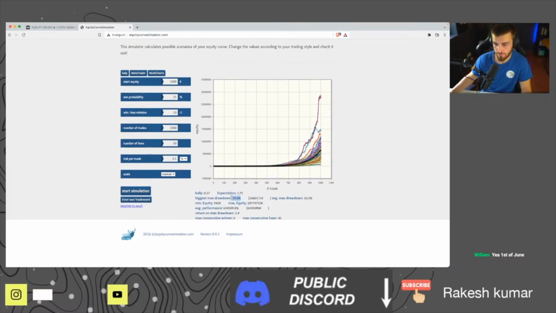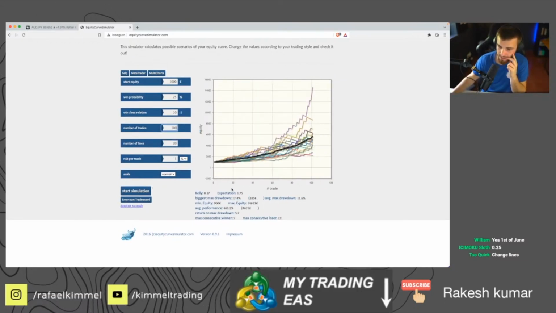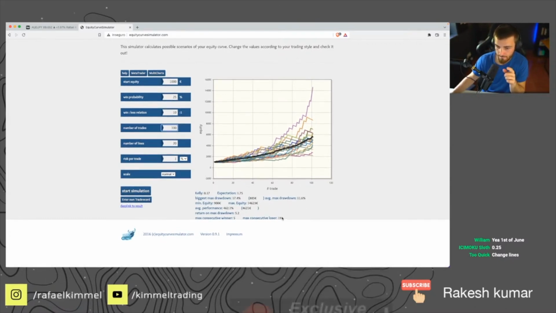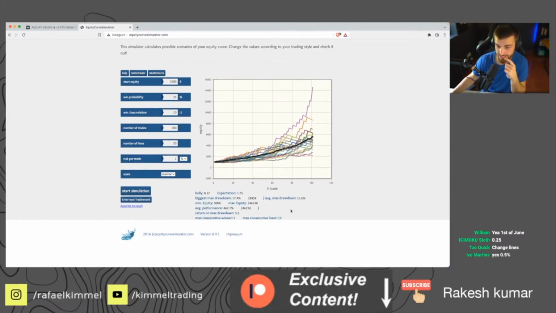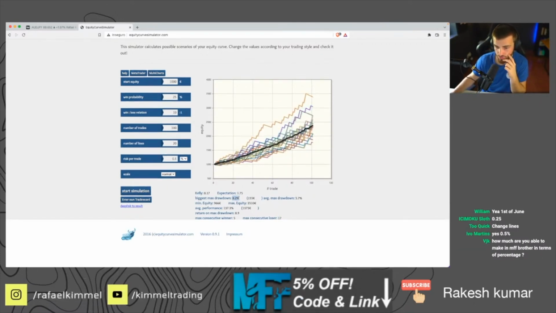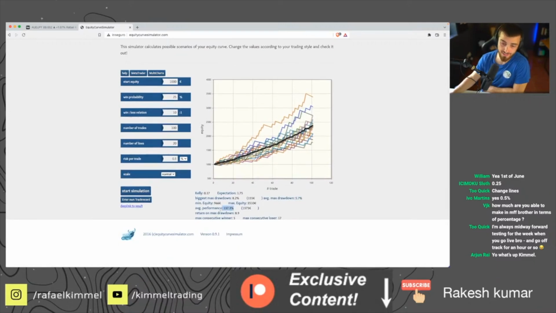Biggest max drawdown, 19%. Goddamn, that's a lot. I'll change the number of trades. Biggest max drawdown is 17%. It's always profitable, which is good, but max consecutive losers is like 19, which is a lot. But if we go back to 0.5, you have a max drawdown of 8.2. The average max drawdown is not huge, because the average percentage over 100 trades is 137%. Like, that's a lot.